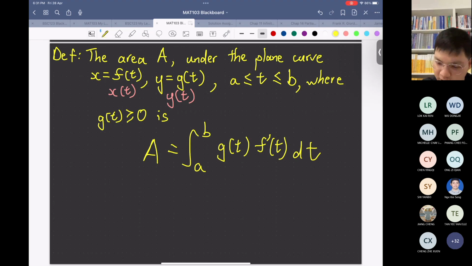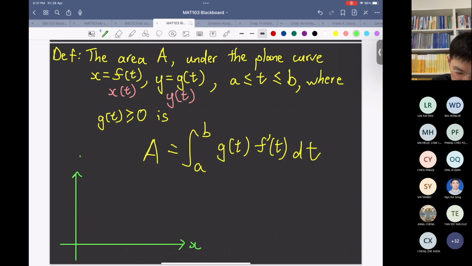Okay, so let's see how we make sense of this formula. So let's draw a graph again. Okay, so in this topic, you should keep the xy plane fixed in your mind, and then have some plane curve. Okay, let's say like this. So let's say here is t equals to a, t equals to b. Okay, and g(t) is positive, right? So here g(t) is positive. That's why it lies on the top, the first quadrant, positive. And then let's say we want to find this piece of area.